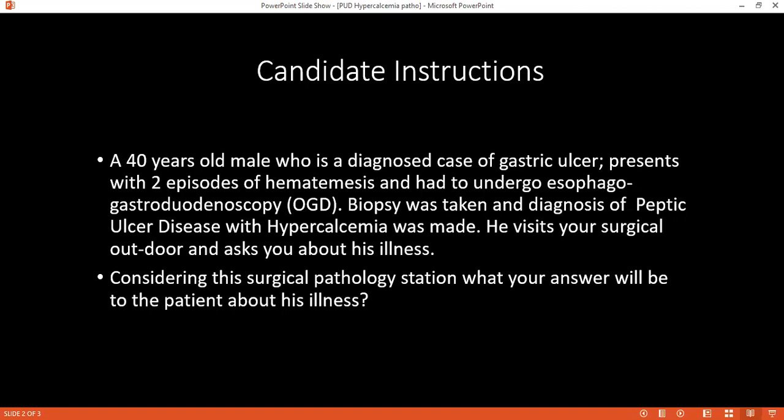Okay, this patient is having PUD that presents with hematemesis. What is PUD? PUD is peptic ulcer disease. All right. Peptic ulcer disease and hypercalcemia. This patient may be having MEN1 syndrome, which involves hyperparathyroidism and pancreatic adenoma, in this case gastrinoma, presenting as peptic ulcer disease, most likely hypergastrinemia, giving a picture of Zollinger-Ellison syndrome.